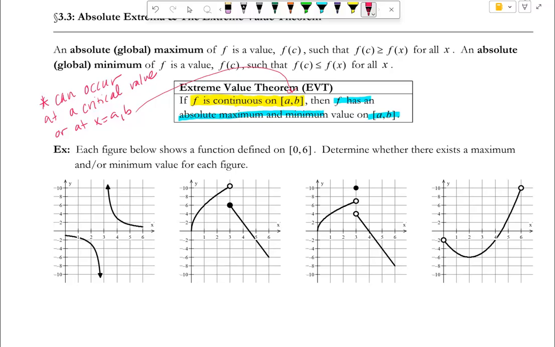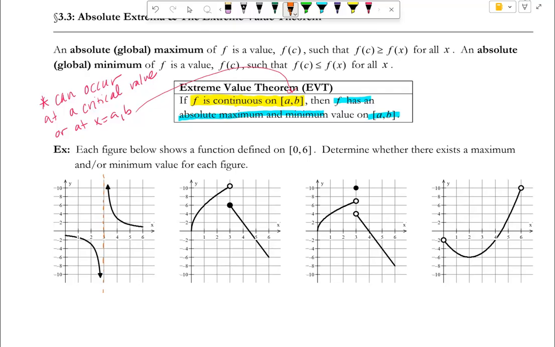So let's look at these 4 examples below. Well, one example, 4 images. Each figure below shows a function defined on the closed interval from 0 to 6. We are asked to determine whether there exists a maximum and or minimum value for each figure. Notice in the first example that from 0 to 6, this function is not continuous on that closed interval. In fact, this function has a vertical asymptote at x equals 3. That does not necessarily mean that we cannot have an absolute min or a max.